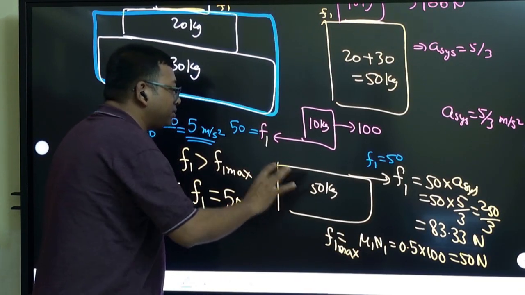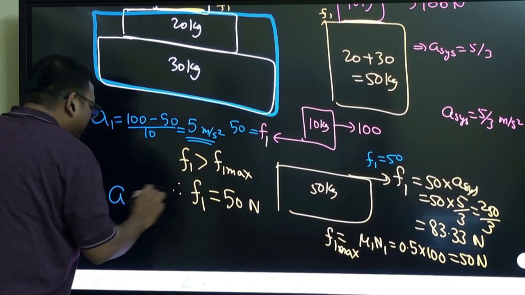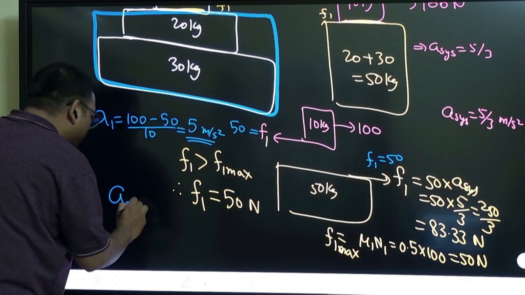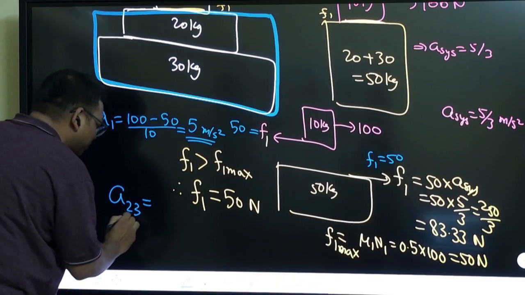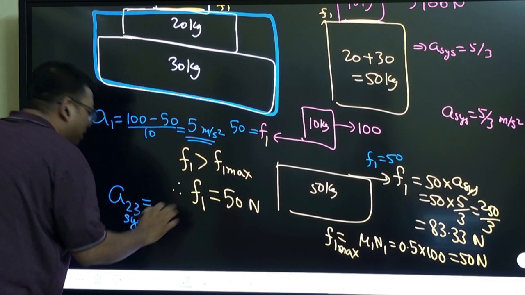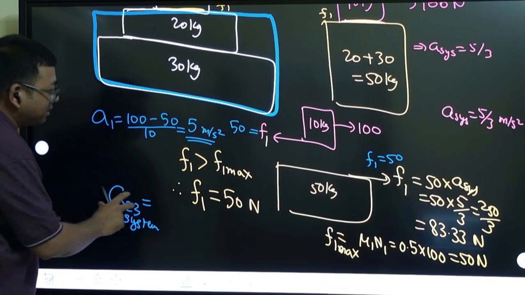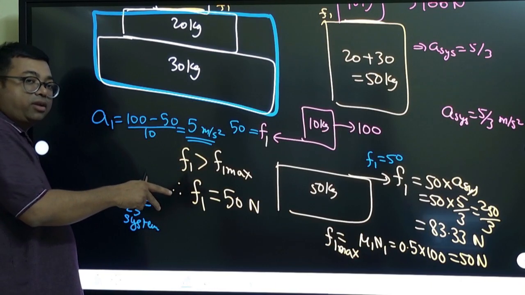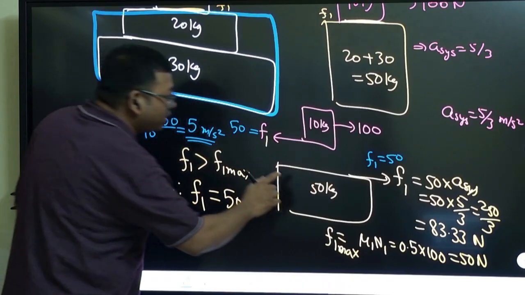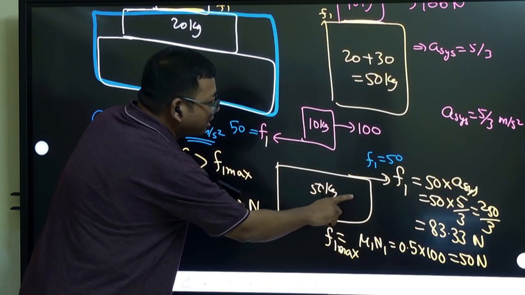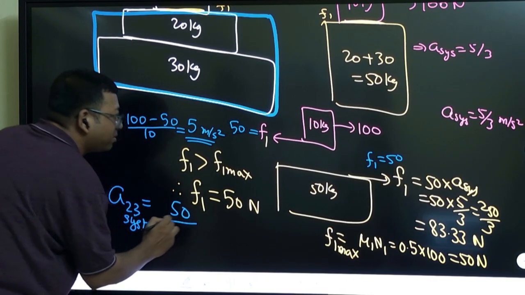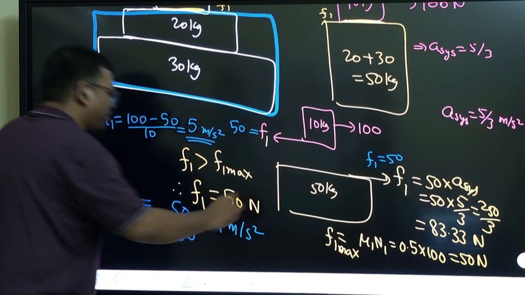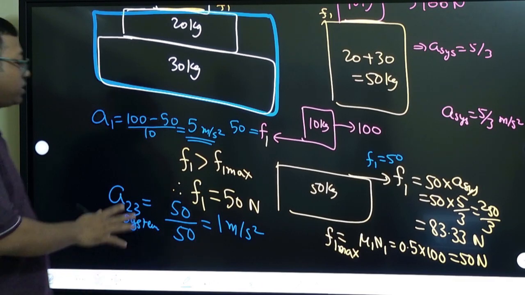So that's why we will write this acceleration as acceleration of 2 3. 2 3 means not relative, it's a 2 3 system. Okay, we are combining this 2 and 3, right? So that is acceleration of this system 2 3, second and third block. Are you understanding? So here the friction we have to take as F1, 50, divided by this mass as 50. So this acceleration is 1 meter per second square. Correct? Yes. 2 3 system.